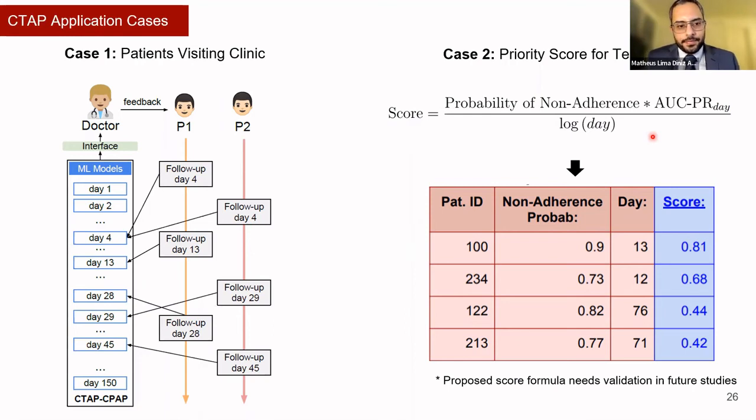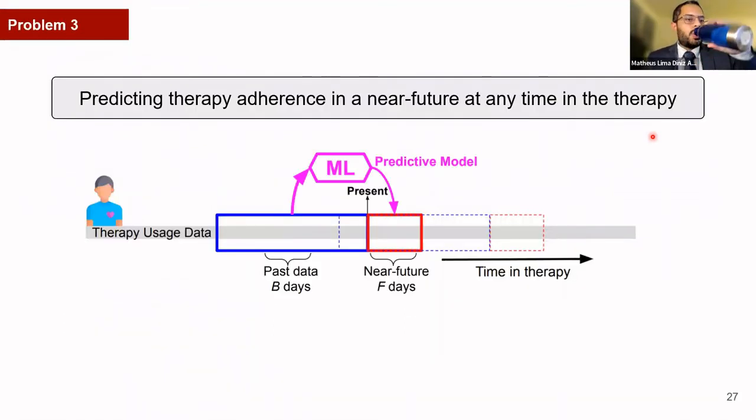All right. Now we have problem 3. Predicting therapy adherence in the near future at any time in the therapy. So what we are going to do now is not predict for a specific time interval, but given that we are in the present here, and in this gray bar is the therapy, the timeline of the patient, we want to use past information and give this past information to a machine learning model, and this machine learning model will predict how will be the adherence of the patient in a near future.